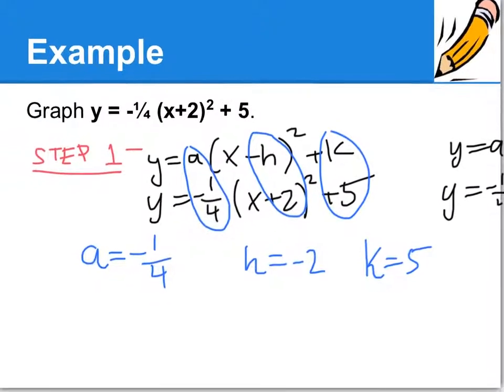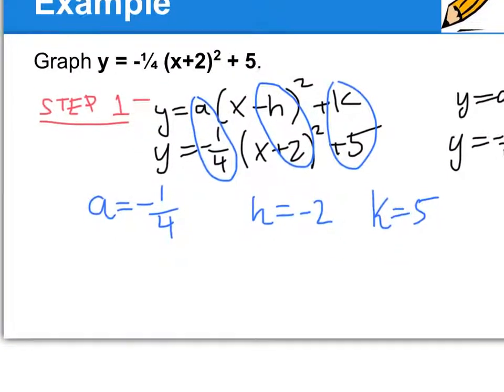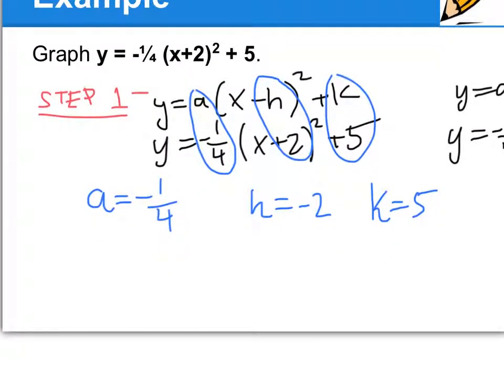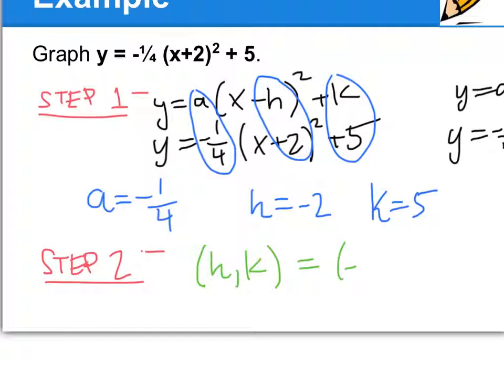So now we have our parameters. The cool thing about this form is that you actually already have the vertex in there. So step 2 is identify the vertex and the axis of symmetry. So the vertex, let me write this in a different color, (h, k), if you remember from the slide before, equals (negative 2, 5). That means our axis of symmetry is x equals negative 2.